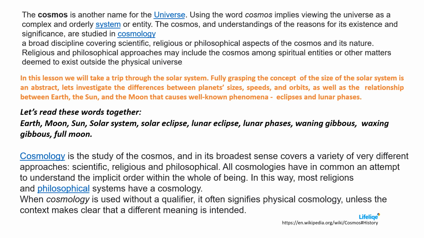Let's read these words together. Earth, Moon, Sun, solar system, solar eclipse, lunar phases, waning gibbous, waxing gibbous, full moon.